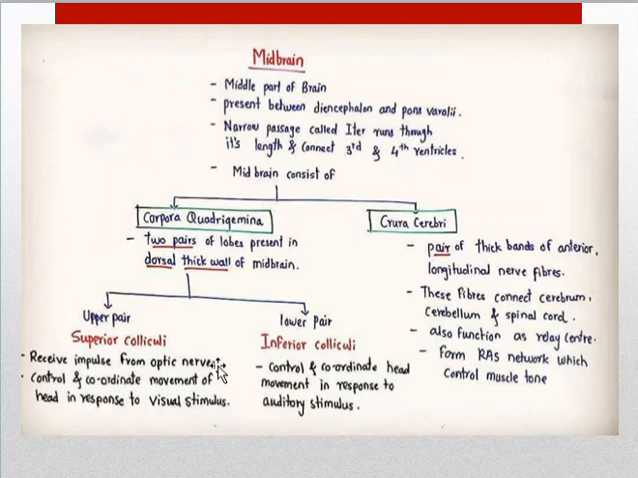Superior colliculi receive impulses from optic nerves and control coordinated movement of head in response to visual stimuli, while inferior colliculi control coordinated head movement in response to auditory stimuli, while crura cerebri are a pair of thick bands of anterior longitudinal nerve fibers. These fibers connect cerebrum and spinal cord. They function as a relay center from the RAS network, which controls muscle tone.